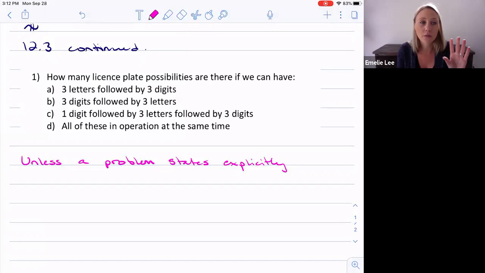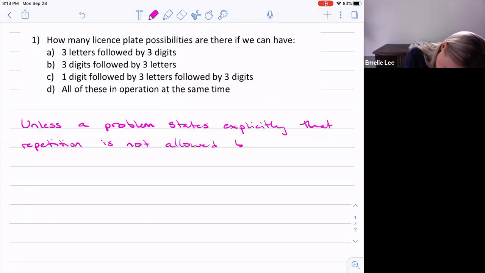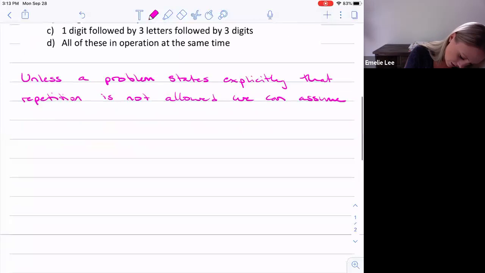So here's the key, though. Unless a problem states explicitly, so they would have to say repetition is not allowed, we can assume repetition is allowed.